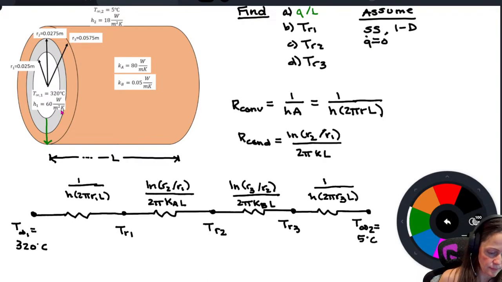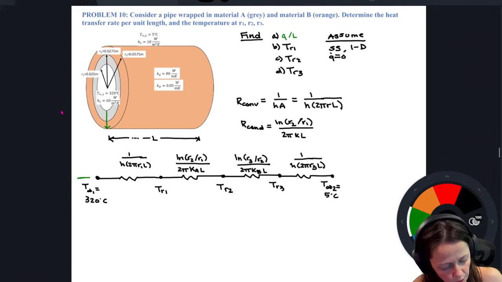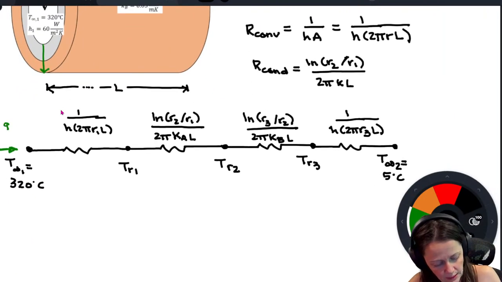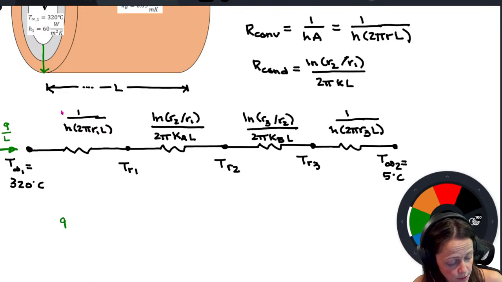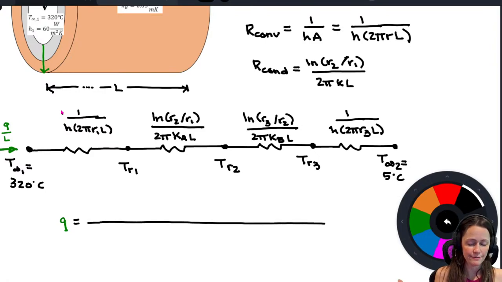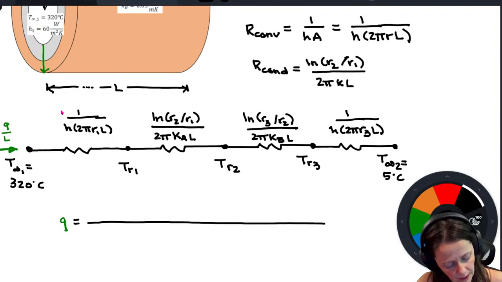Perfect. So the very first thing, and I'll go ahead and put a little, here's my Q. In fact, I'm calculating things in terms of Q over L, so I'll write it as Q over L. So when I'm defining that Q, I'm going to have to base this upon temperatures that I know. So on the top, it'll be 320 minus 5, and then I just have to sum up each of those resistances. I won't write the numbers because it'll just get really ugly.